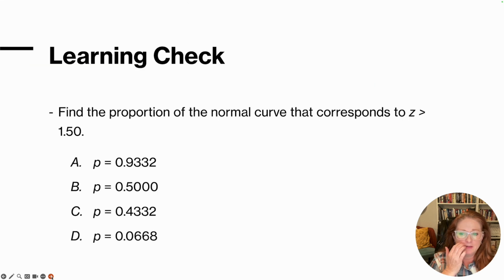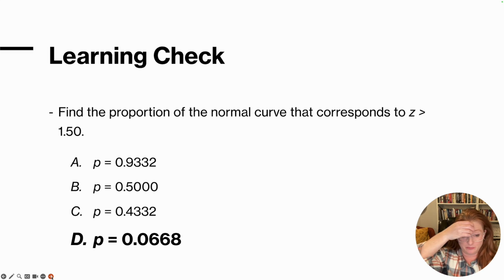Okay. So if you have your table out, get it out. If not, I guess this is a video, you can still pause it. Okay, find the proportion of the normal curve that corresponds to Z is greater than 1.50. I'll just give it to you because, again, this is a video. You can still pause it. Okay, proportion equals 0.0668. Okay, so use your table there. Do you see it?